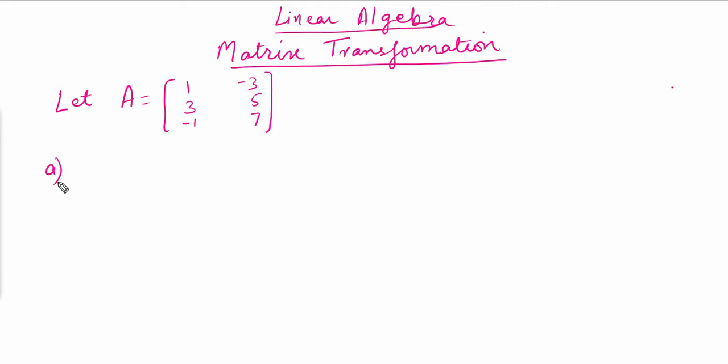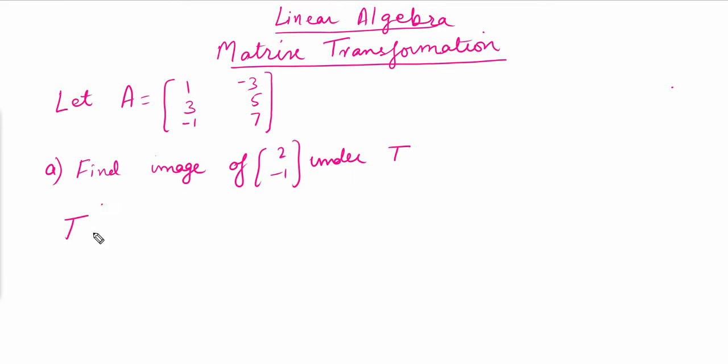In the first part, we are asked to find the image of the transformation of (2, -1). So the question is: find the image of (2, -1) under transformation T. Basically this is the transformation matrix, so it's simply T of (2, -1), and we have to find the image under this transformation.